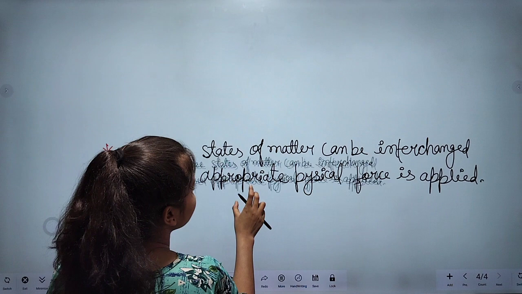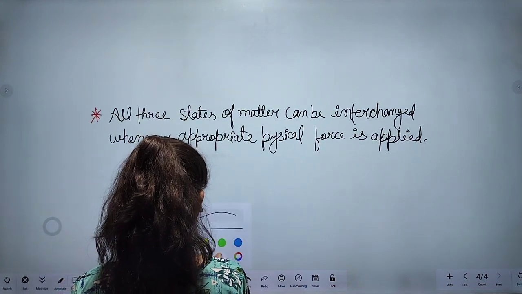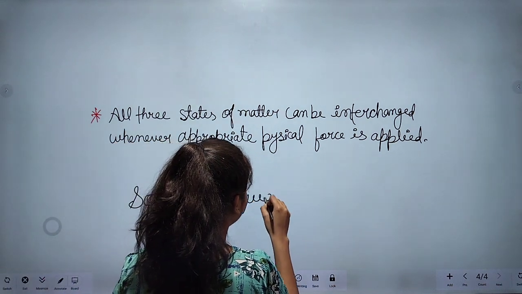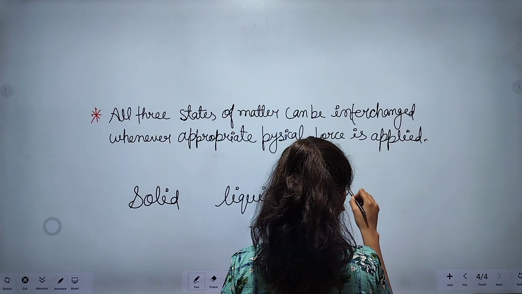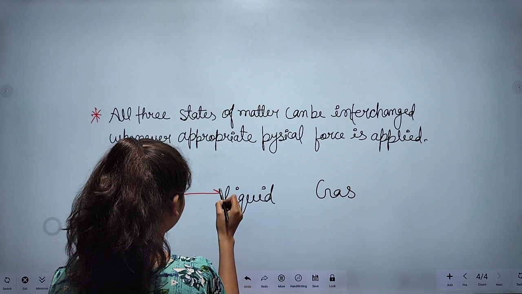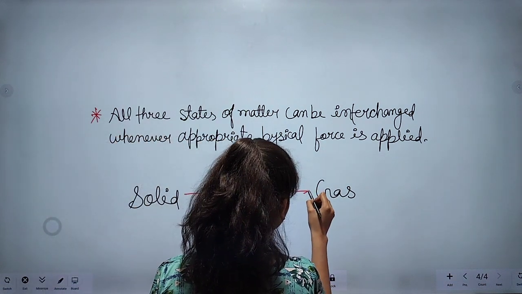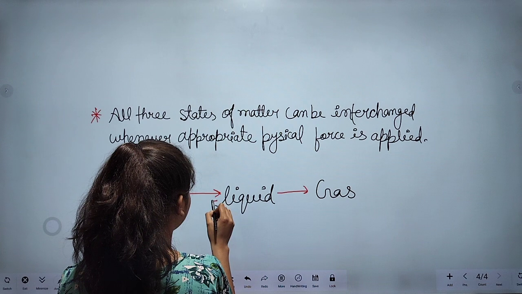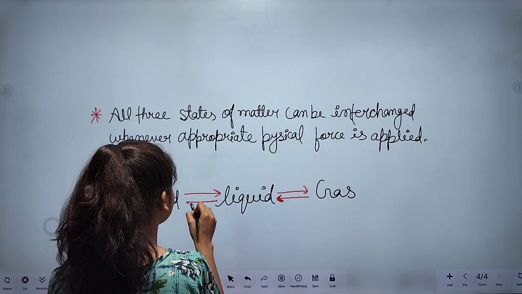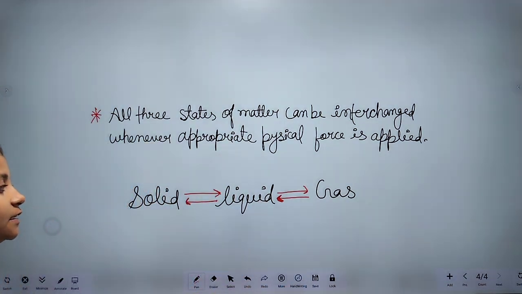What is the meaning of this sentence? It means solid, liquid and gas, okay, they can be interchanged. It means the solid can change into liquid and liquid can change into gas, and gas can be changed into liquid and liquid can change into solid. It means they can interchange with each other, okay, if appropriate physical force is applied.